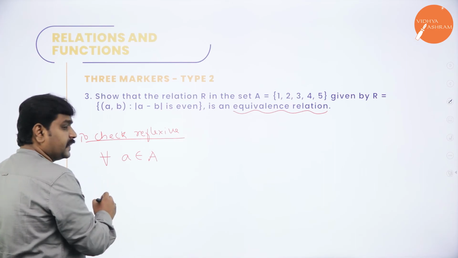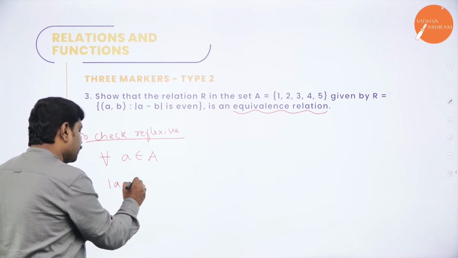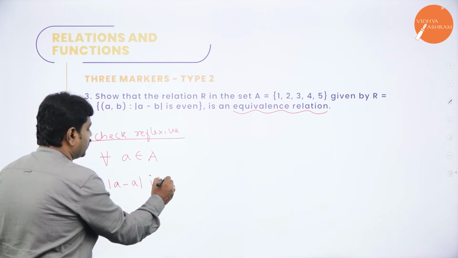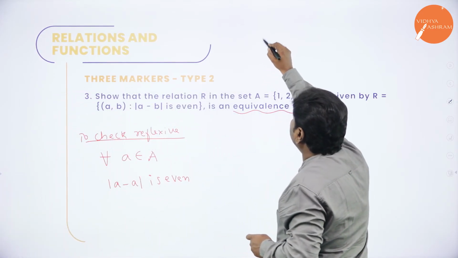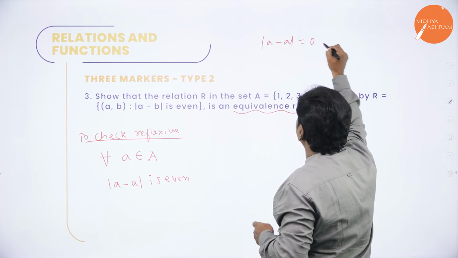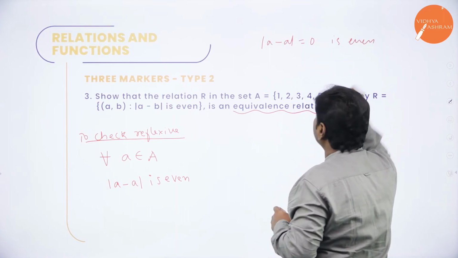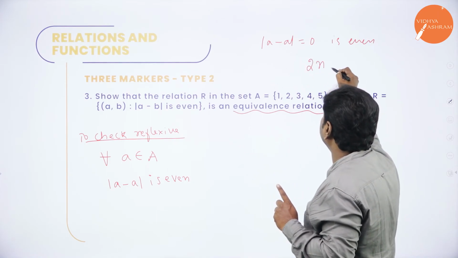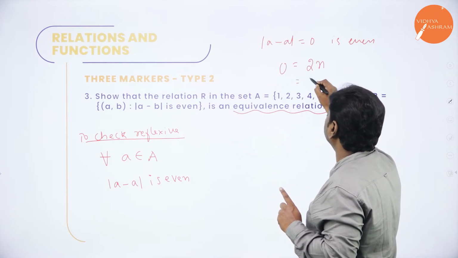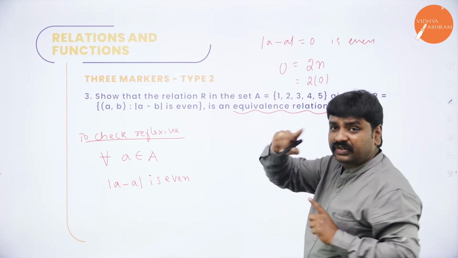So, now I can say mod A minus A is even. Do you agree or not? Mod A minus A means what? Mod A minus A value is 0. 0 is even number. Why? Because any number, if you can write in the form of 2 times an integer, then it is an even number. 0 can be written as 2n. 0 can be written as 2 times 0. 0 is even number. Remember that.